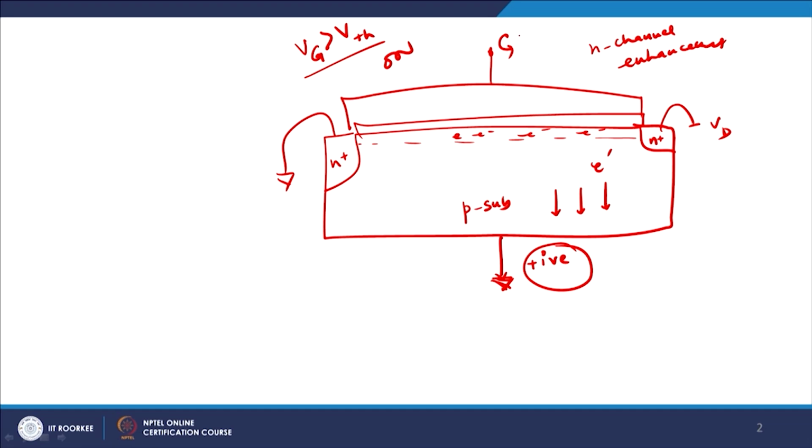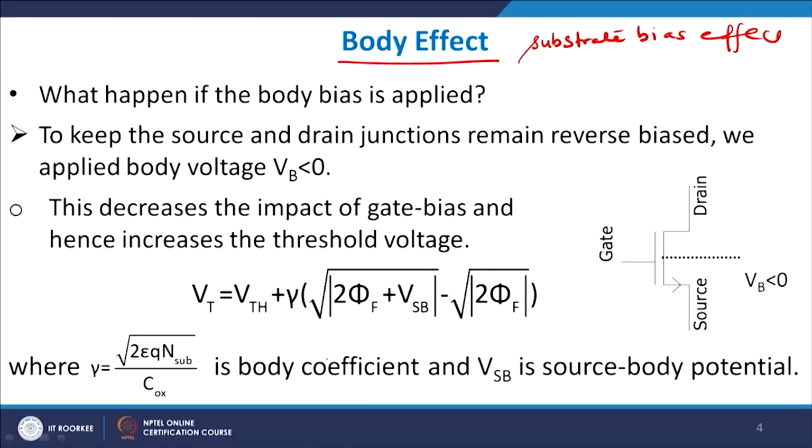As a result, your gate voltage has to further increase in order to form the channel. So, what happens to threshold voltage? The threshold voltage rises. This is known as the substrate bias effect: if the substrate, which was ordinarily grounded, is given a positive bias in case of an n channel MOSFET, you end up having a threshold voltage increase, right. Not a good idea, but that is what is happening.